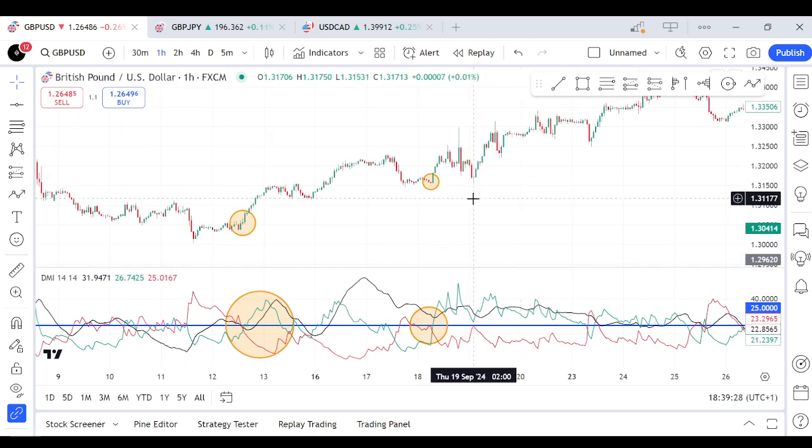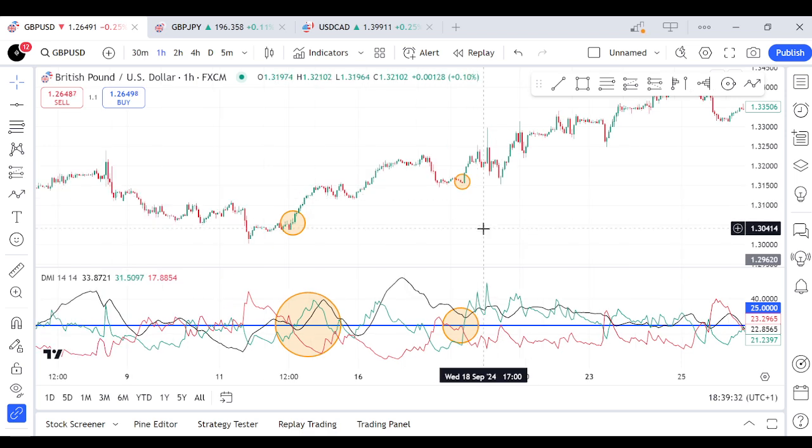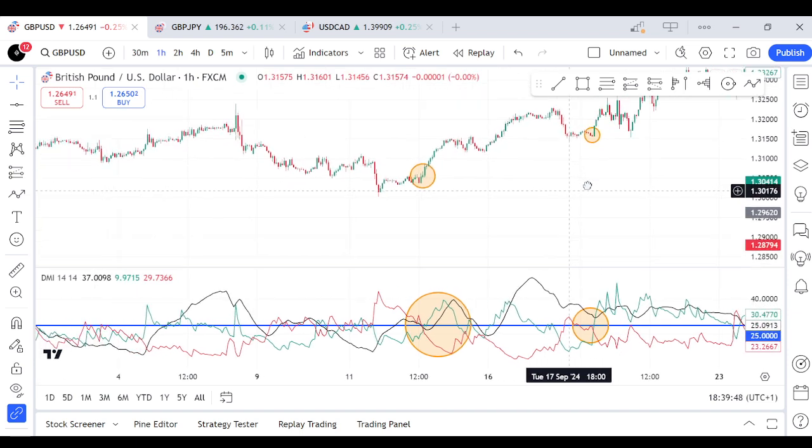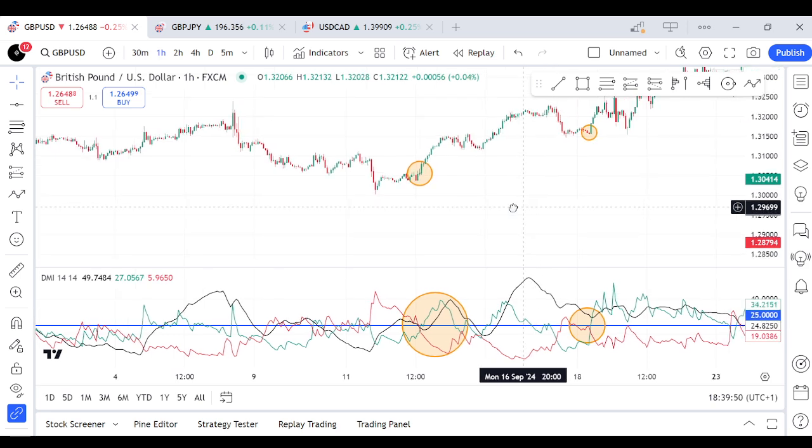So the next strategy is the ADX breakout trade. So this one, you wait for the ADX to rise above 25 from below and enter in the direction of the dominant DI line. So you use tighter stops due to stronger momentum and trail your stop as the trend develops.